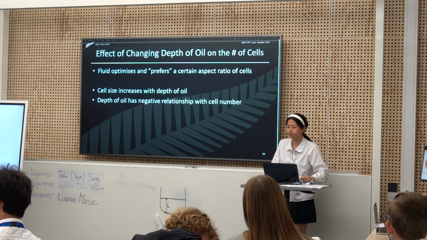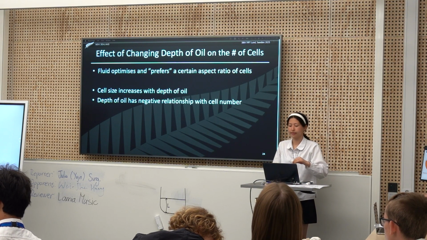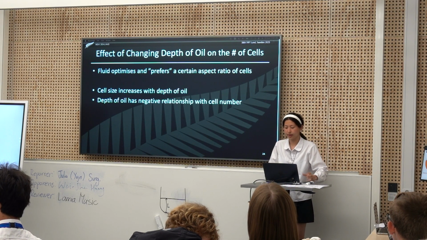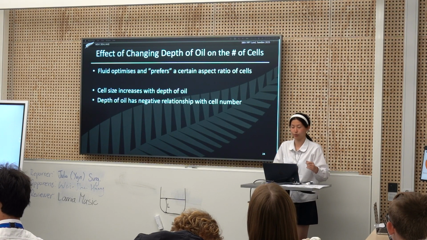What this means is that when the cells are too narrow, this is not preferred, and therefore cell size actually increases with the depth of the oil. And therefore cell number has a negative relationship with the depth, which makes sense.